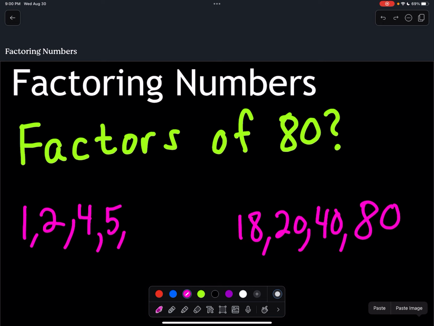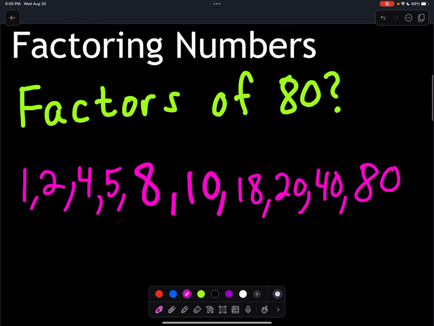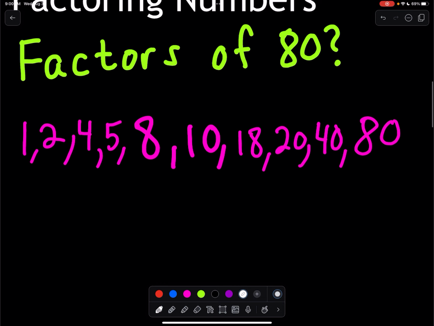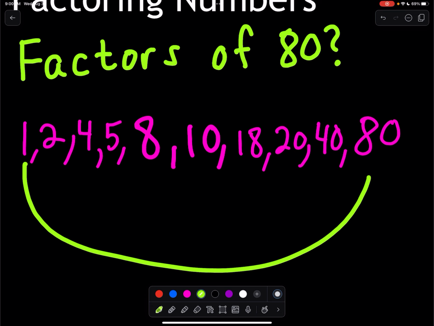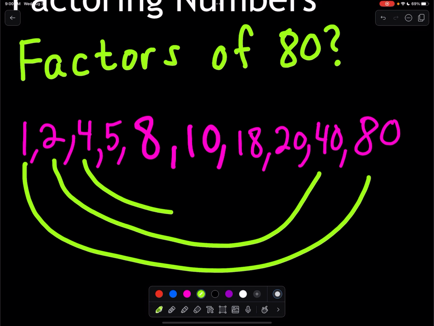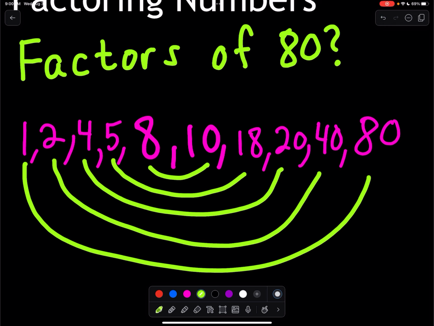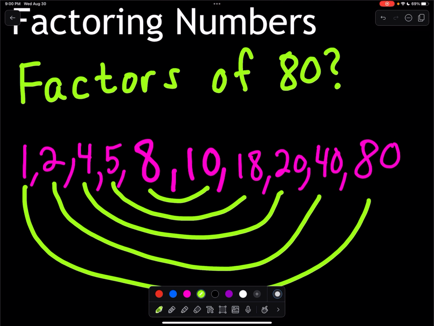So 6, no. 7, no. 8, and 10. So these are all the factors of 80. And in my mind, it's sort of like a rainbow or a menorah. You have 1 times 80. Follow the arc. 2 times 40. So on and so forth. So those are all the factors of 80.